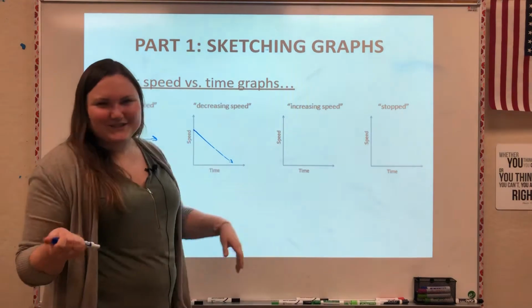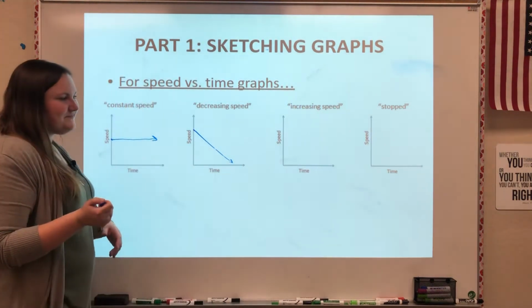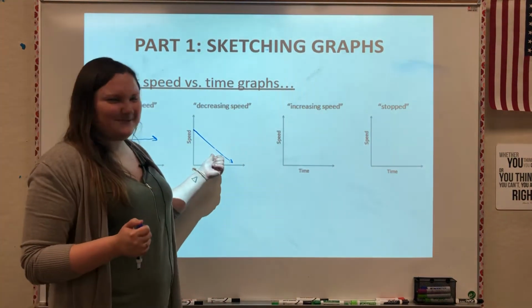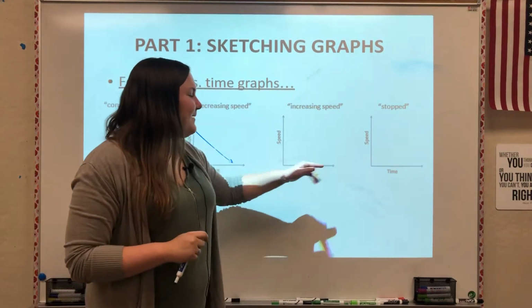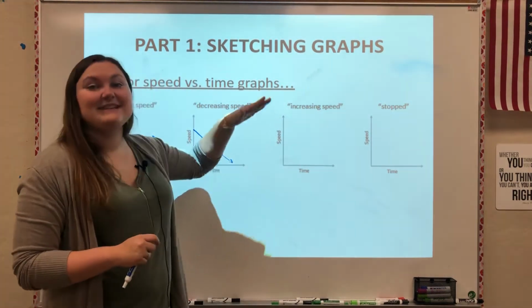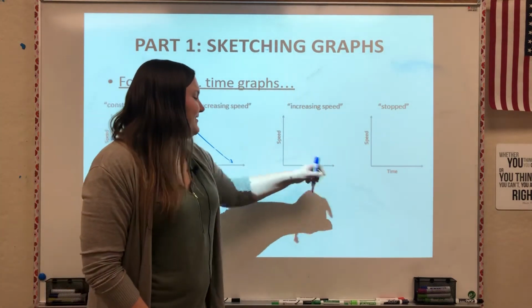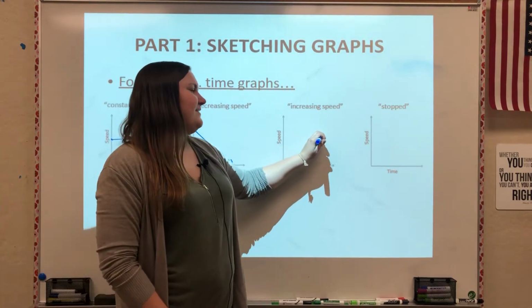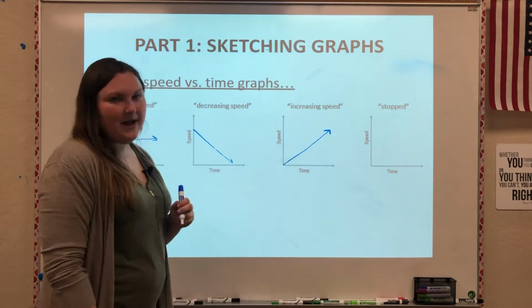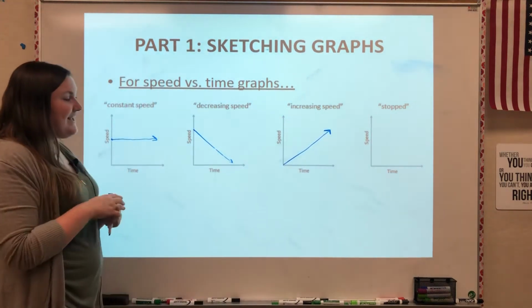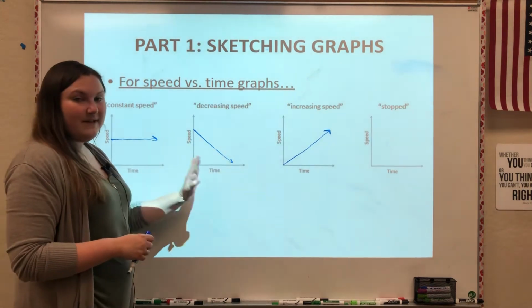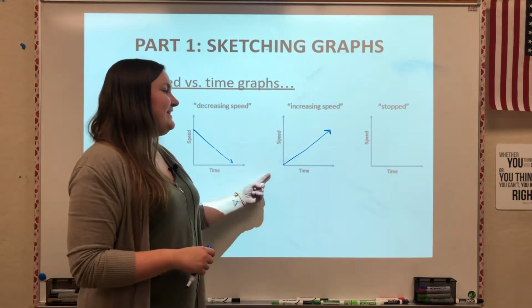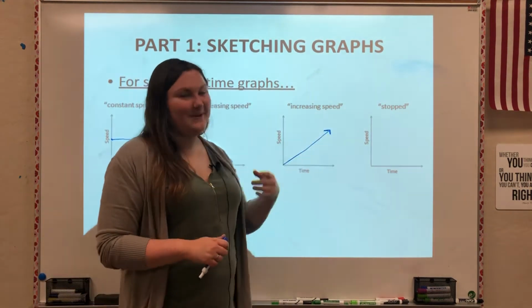What would increasing speed look like? Well, kind of the opposite is this one. Increasing means your speed's going up. So as time goes by, we want to show that our speed is going up. You want to make sure when you're looking at it, for decreasing, the line is going down from left to right. And for increasing speed, the line is going up from left to right.